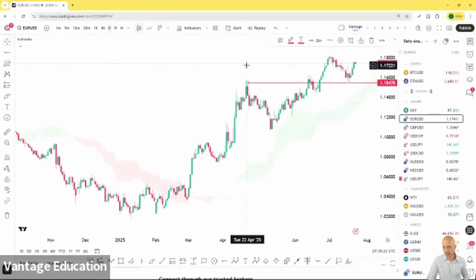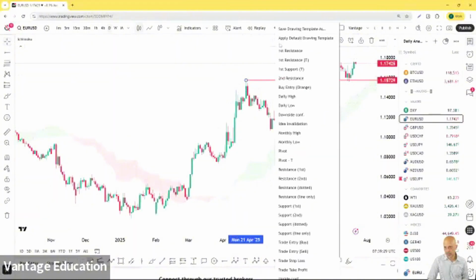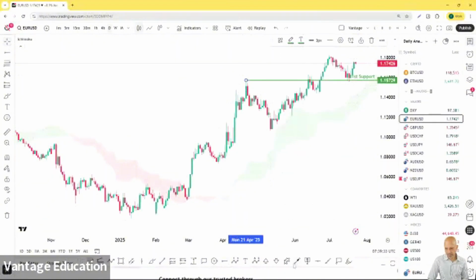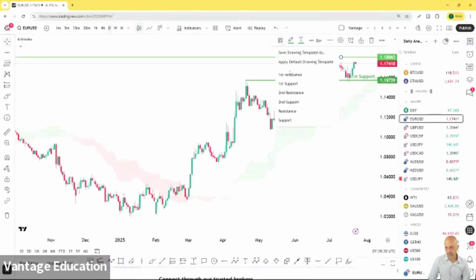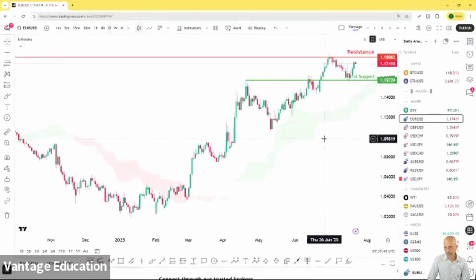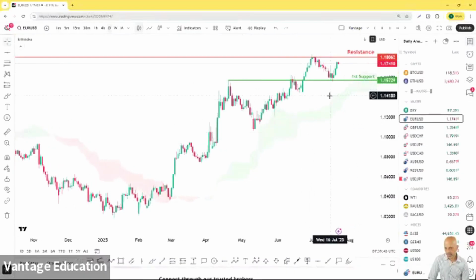So that means the first support for the euro on the daily time frame sits at this overlap, which is at 1.1572. And very likely, first resistance is going to be sitting at the swing high resistance that was formed at 1.1806.